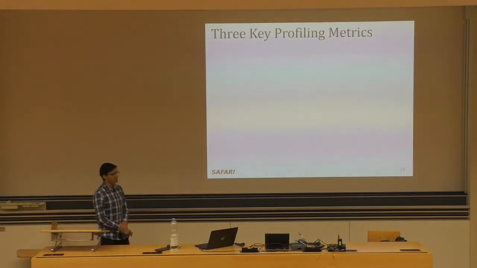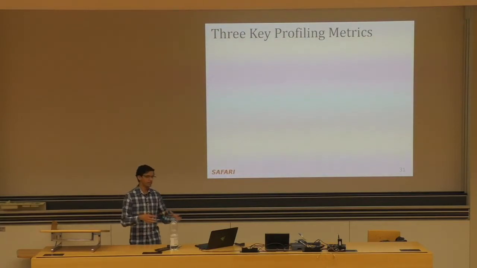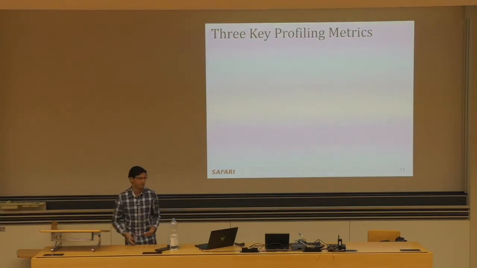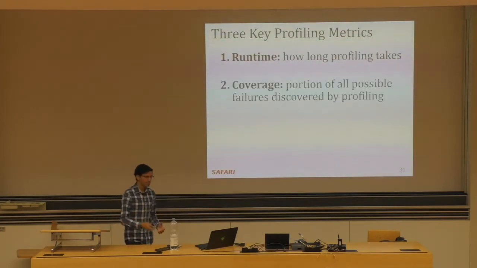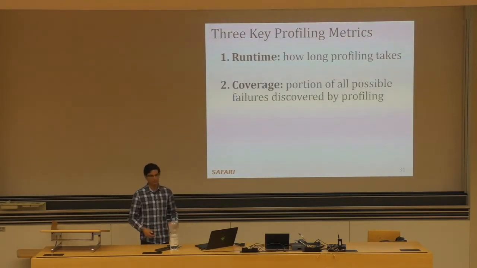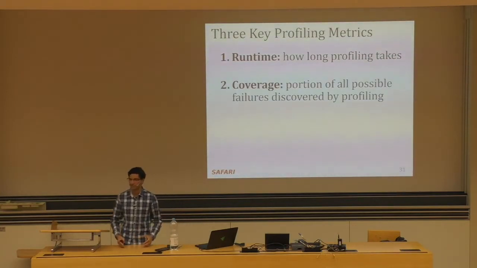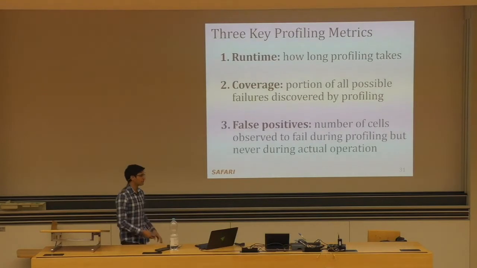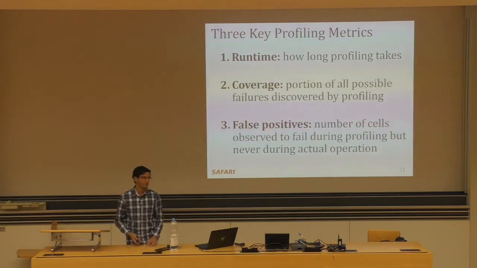And so in order to do this analysis, we identified 3 key metrics that are useful for categorizing any type of profiling mechanism. The first is runtime, which is essentially how long does profiling take. The second is coverage, which represents what proportion of all possible failures are actually discovered by the retention failure profiling mechanism. And the third is false positives, right? Which is how many cells do we observe to fail during profiling, but that don't ever actually fail during normal operation.